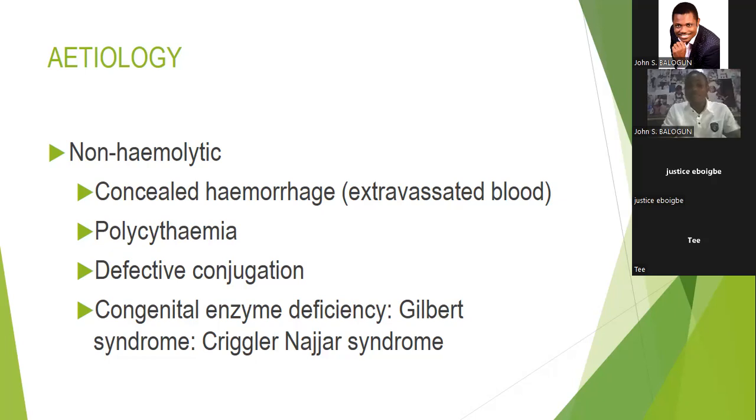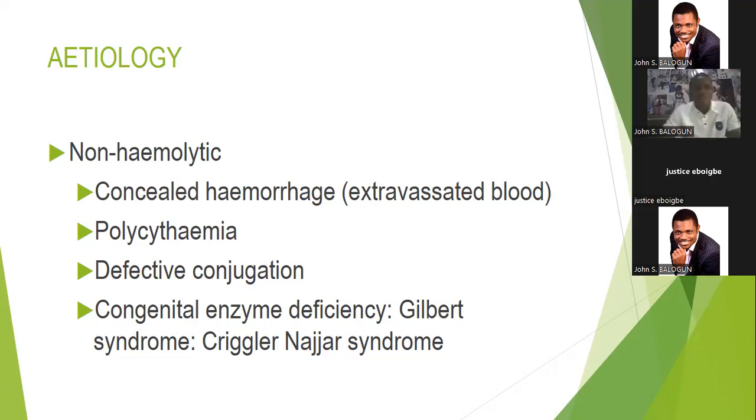Another thing is defective conjugation. If the bilirubin is not properly conjugated, because of enzyme deficiency, it will go to the liver and will not be properly conjugated. It will go back into the intestine, and from the intestine it will be reabsorbed back into the blood as non-conjugated bilirubin, and all of that can give rise to this.